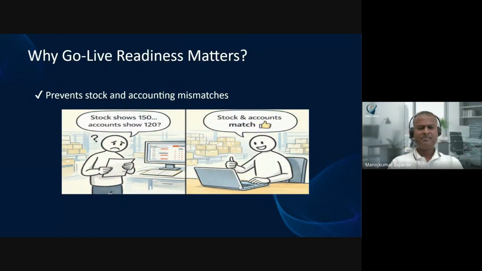So why does readiness matter? If we go with the preparation, checking which masters and which transactions are coming properly, then you can see the picture itself. On the left-hand side, there are stock mismatches showing, because we have not done proper readiness for the go-live. After go-live, your stock balance shows something different and your accounting shows a different stock balance.